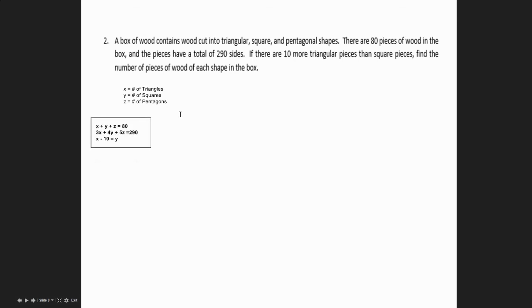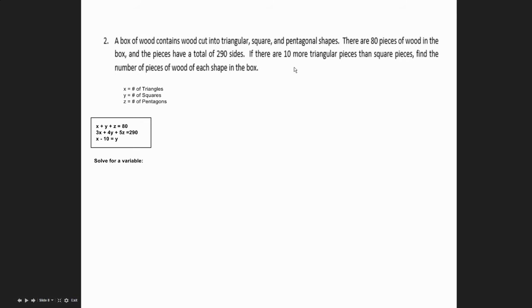Then the next step, you want to make your equations. So here it says there are 80 pieces of wood in the box, so that would mean that all the triangles plus all the squares plus all the pentagons would equal 80. So x plus y plus z equals 80. Then it says, and the pieces have a total of 290 sides. Well, a triangle has 3 sides, a square has 4 sides, and a pentagon has 5 sides. So 3 sides for each triangle, 4 sides for each square, plus 5 sides for each pentagon equals 290 sides.